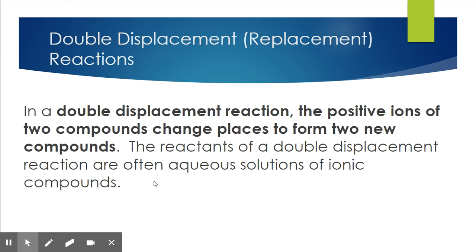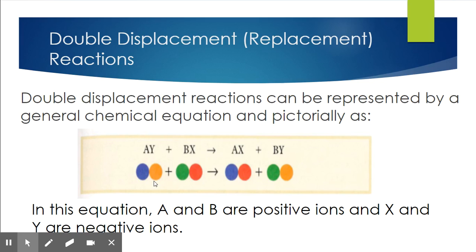Okay, double displacement reaction. In a double displacement reaction, the positive ions of the two compounds change places to form new compounds. The reactants of a double displacement reaction are often aqueous solutions of ionic compounds. Double displacement reactions can be represented by a general chemical equation and pictorially as follows. In this equation, A and B are positive ions. Okay, what is positive? They are metal, and X and Y are negative.